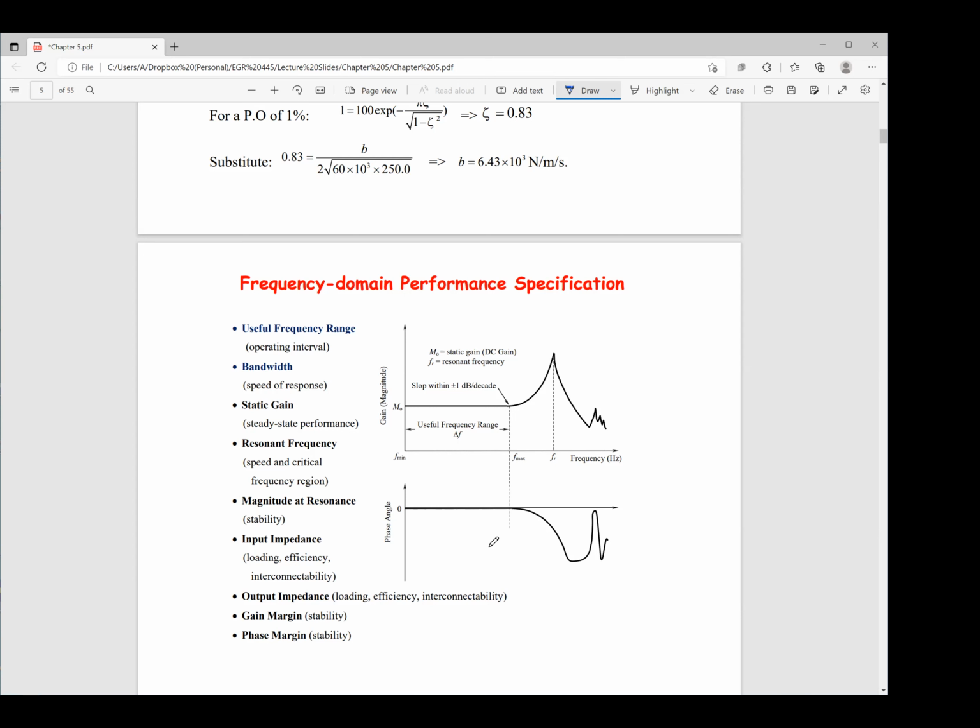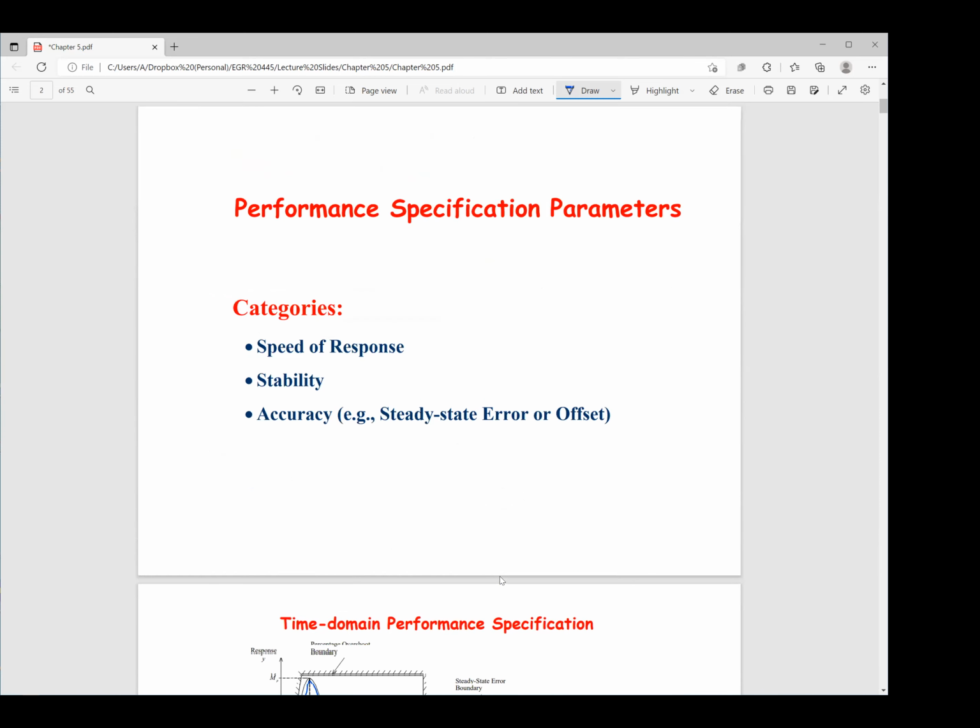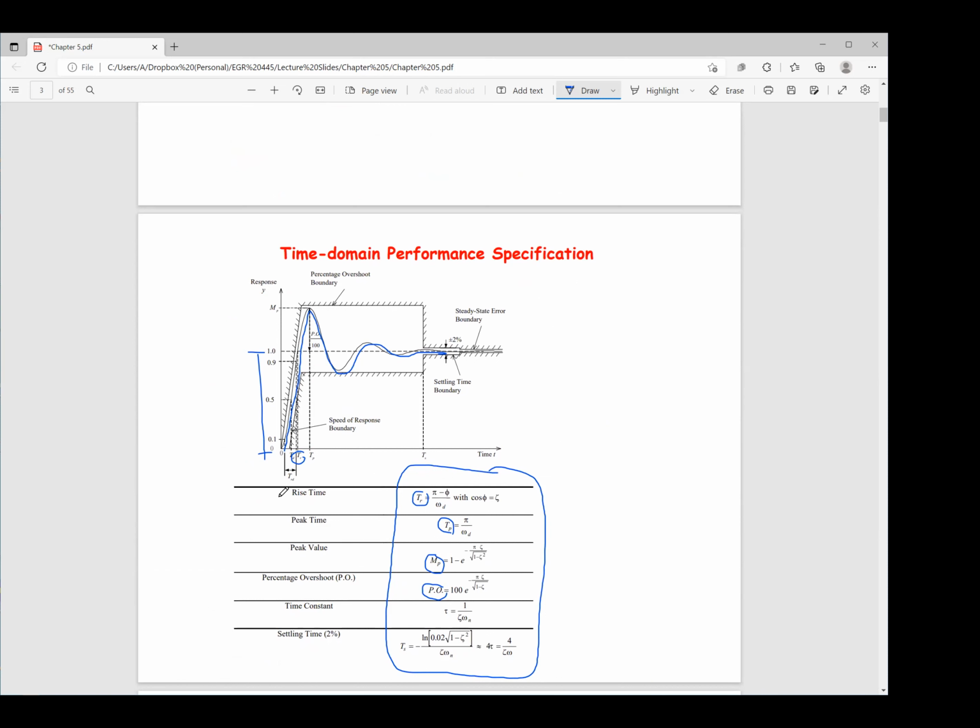So the system performance can be discussed either in time domain, or the system performance can be described in frequency domain. In time domain, the important performance specifications are rise time, peak value, percentage overshoot, time constant, and settling time. And I would derive the expressions for these values in next class.